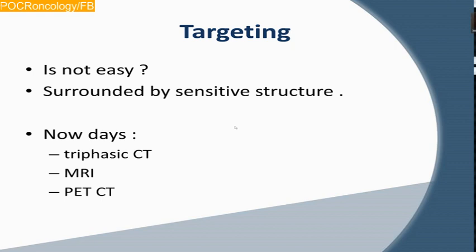The third point is something technical from us. Targeting pancreatic cancer is not easy. It's not like rectal cancer or other cancers. It's a very difficult area to contour, with difficult small organs and sensitive organs around it. So it needs modern imaging. And nowadays that's what we use. During radiotherapy planning, we use triphasic CT, like the diagnostic one. We use MRI and we use PET scan to identify where exactly the tumor is. And that wasn't done in any of those trials I showed you before.